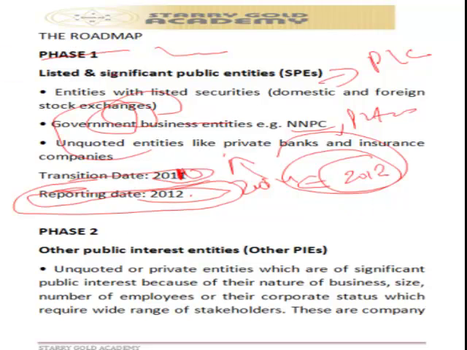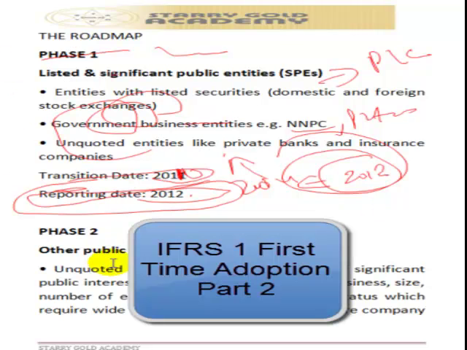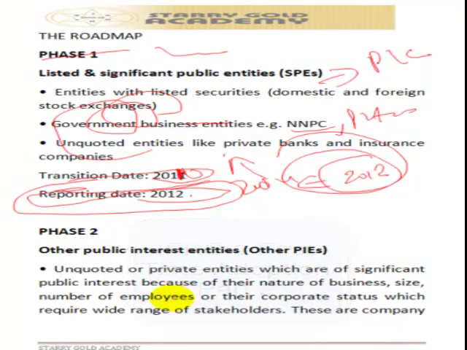Now for phase 2, the following are the companies under phase 2. Number 1 is all public interest entities, PIEs. They are under phase 2. They comprise any company whose turnover is above 500 million naira. Any company whose turnover is above 500 million naira is under phase 2. That is, all these medium scale enterprises are under phase 2. If turnover is above 500 million naira, that means the company is under what?